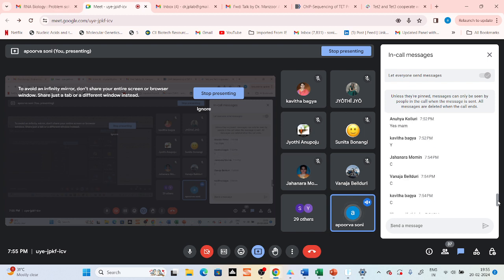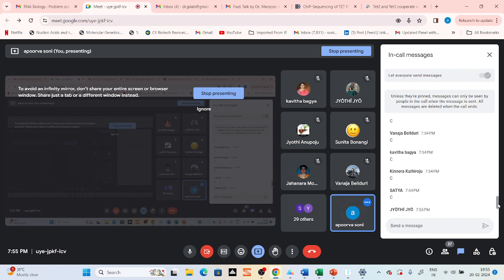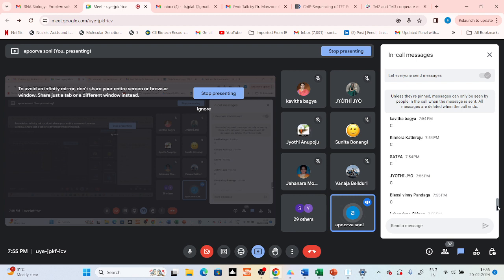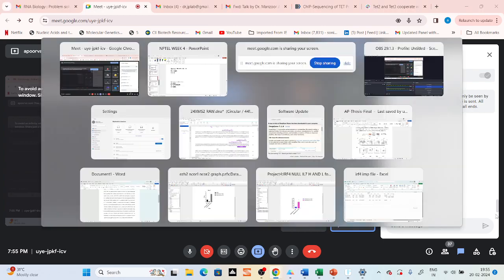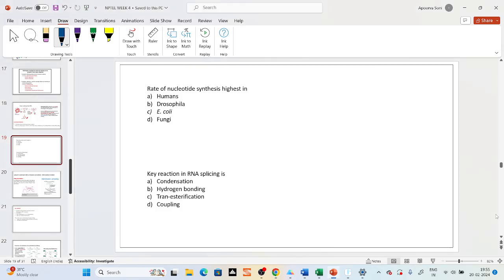Janara, Vanaja, Kavita, Kinnara, Satya, Jyoti, Blessy, Chandana, Bhavya, Tejaswini. So you all have answered it correctly. The correct answer is E. coli.